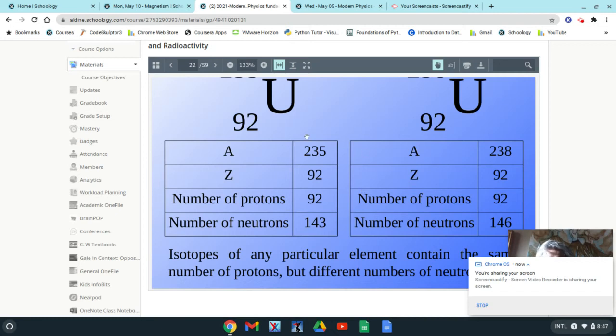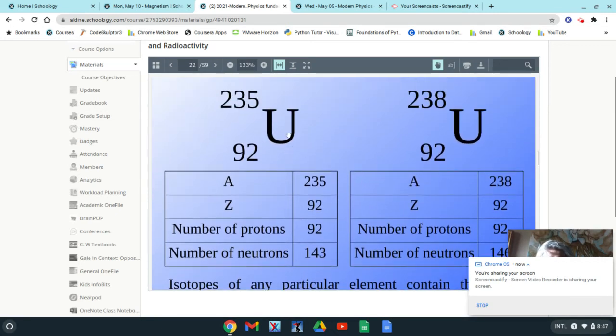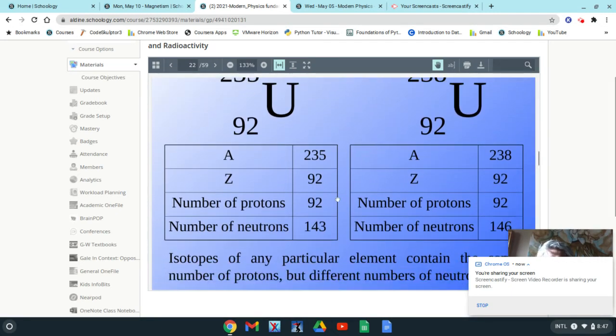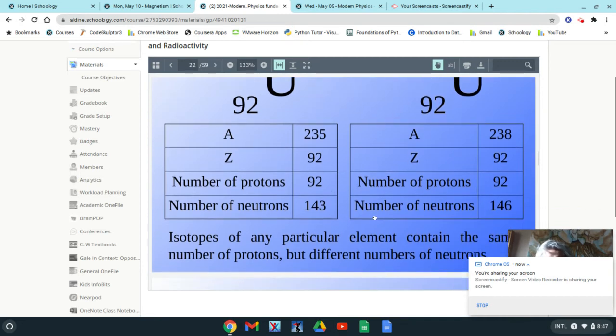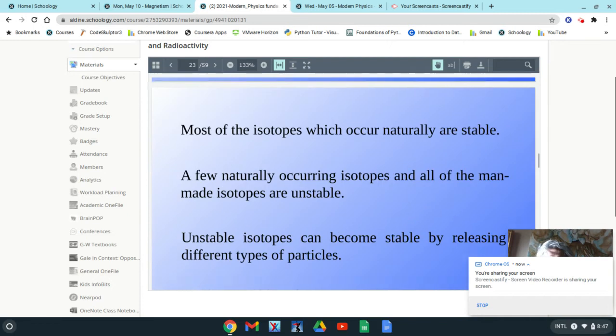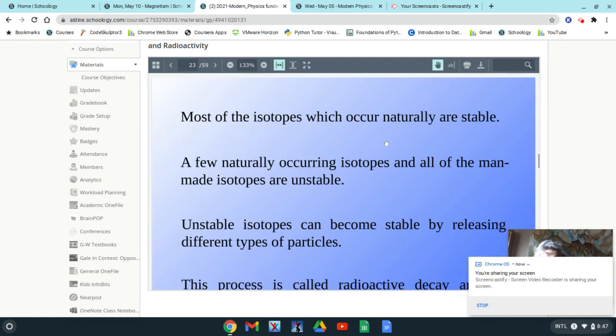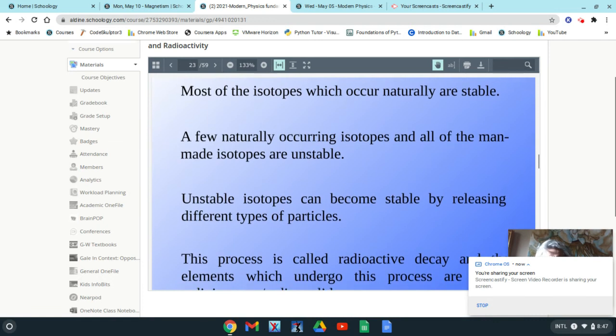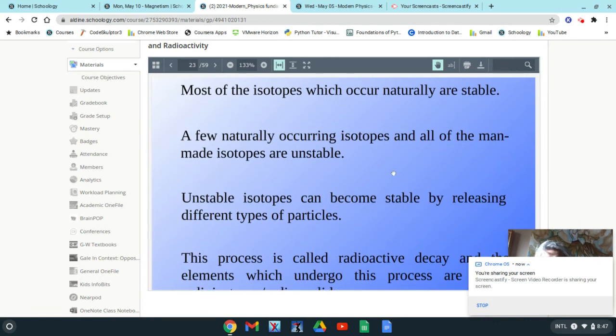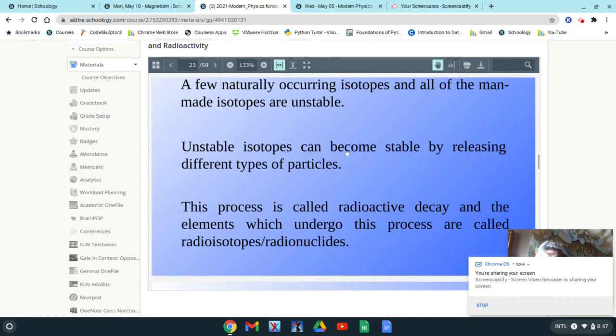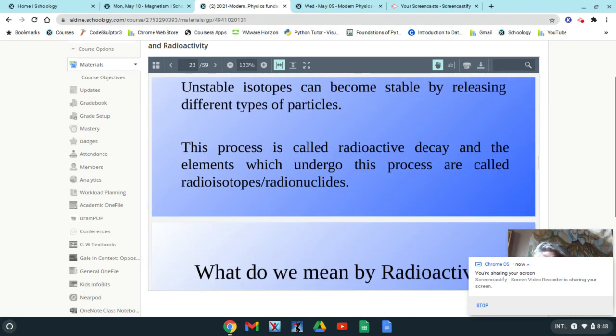So we see that we have two different isotopes here of uranium, and what varies here is their number of neutrons. Most isotopes which occur are stable, but a few of them we can make unstable by adding neutrons to them. Unstable isotopes want to become stable. They do that by releasing energy, and this process is called radioactive decay.